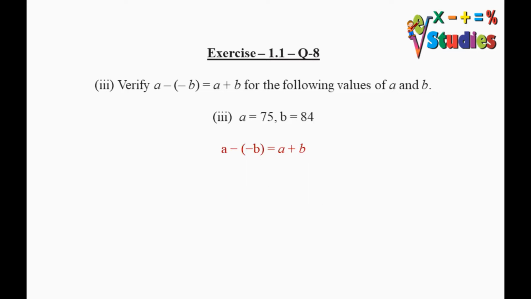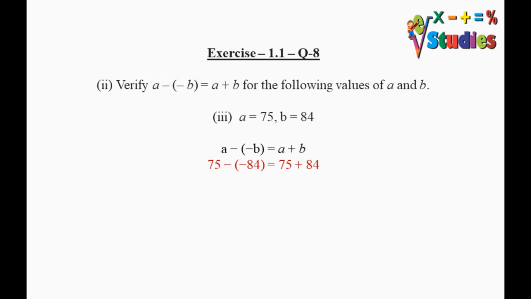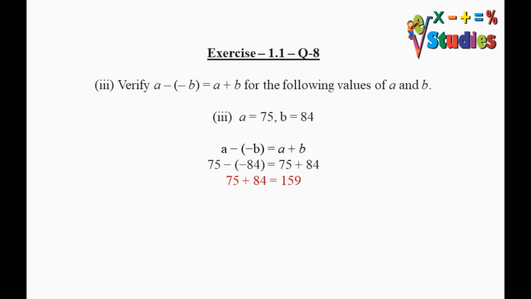Now in the third one, the value of a is 75 and the value of b is 84. When we substitute the values of 75 and 84, we have 75 minus negative 84 on one side and 75 plus 84 on the other. When we open up the bracket, the minus 84 will become positive. So 75 plus 84 will give us 159, and on the other side as well, it is 159. So here it is also proven that a minus negative b is equal to a plus b, which is 159.